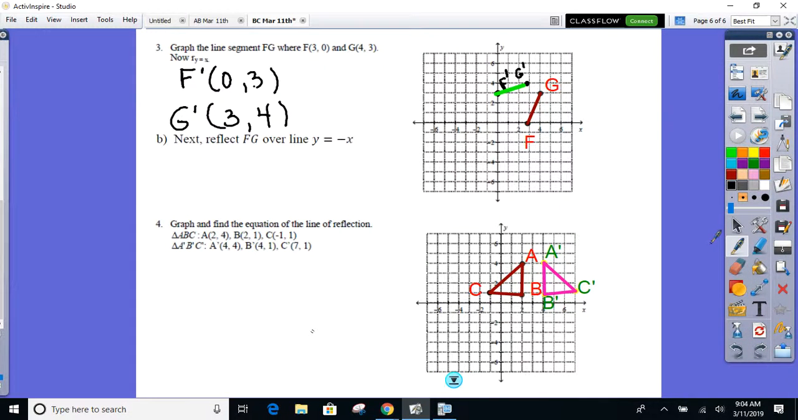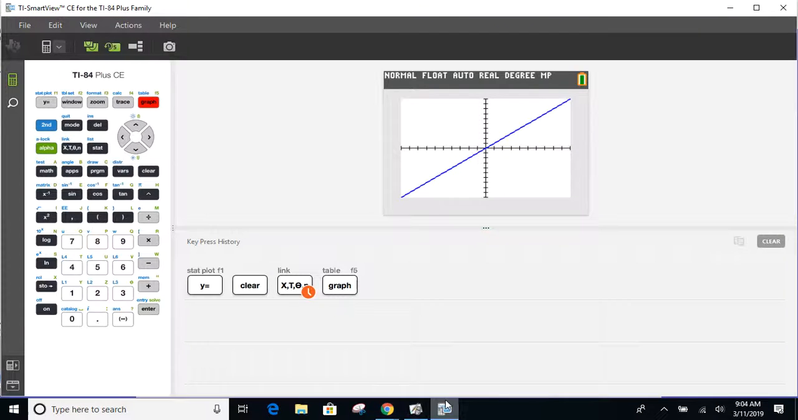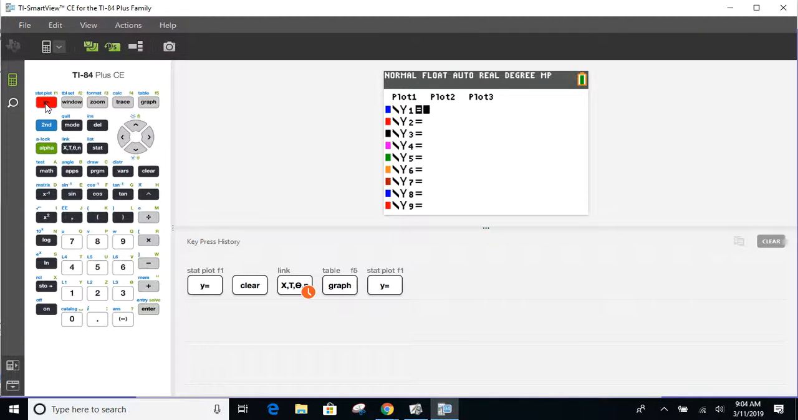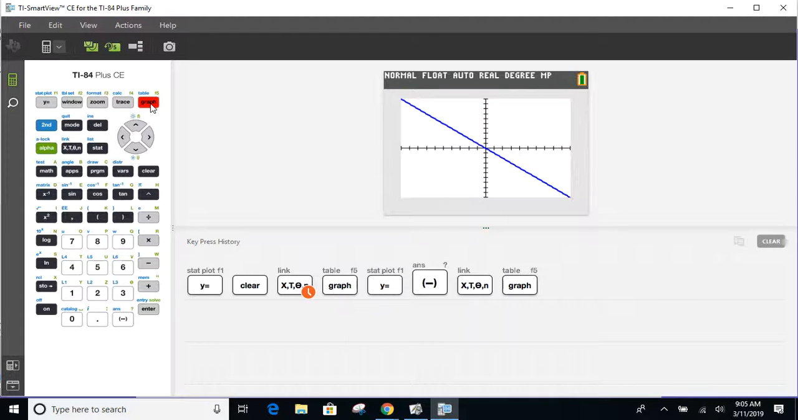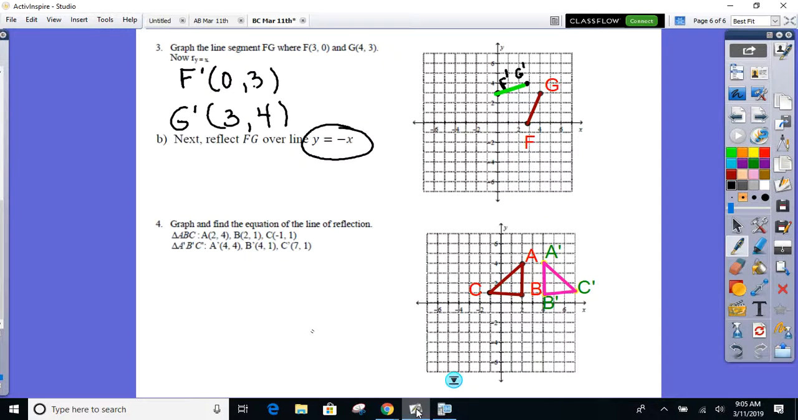Part B, reflect FG. So going back to the original now. Oh, how about this line? y equals negative x. Hey, take a look. y equals negative x. Here's the line we're going to flip over now. All right. Thoughts on what we're going to do?